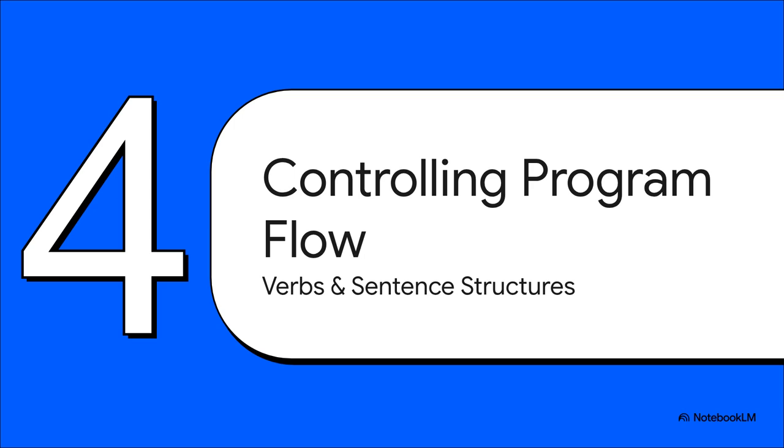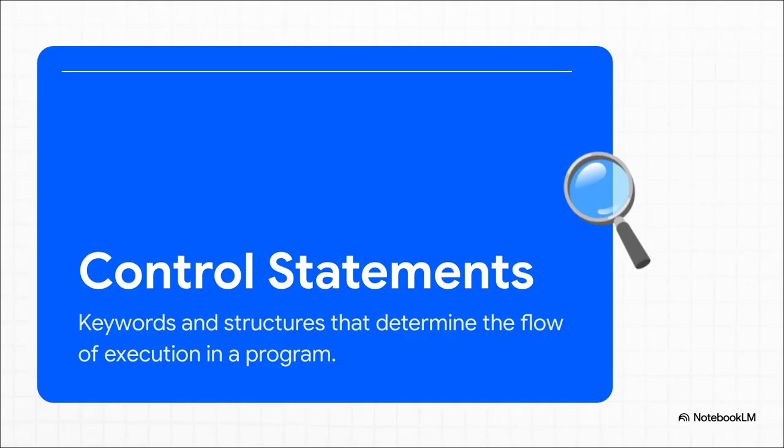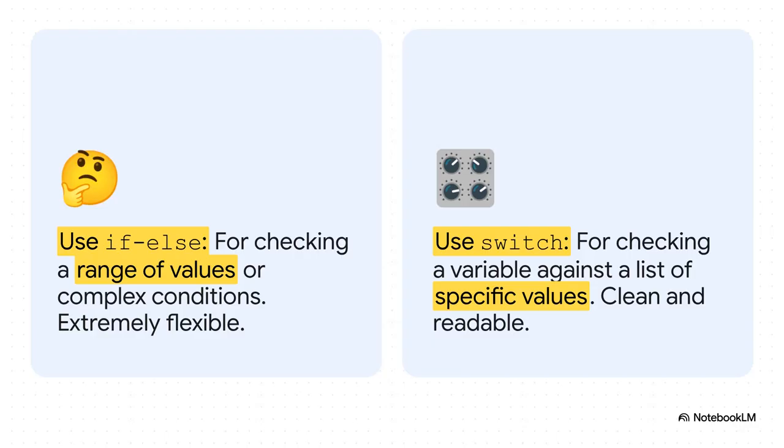Okay, so we have our nouns, our data. Now we need some action. We need verbs and sentence structures that let our program make decisions and repeat tasks. This is the stuff that really brings our code to life. And these are called control statements. Without them, a program would just be a dumb list of instructions running from top to bottom, one after the other, and then stopping. Control statements are like the traffic cops of your code. They direct the flow, telling the program when to turn, when to loop back around, and when it's time to stop.